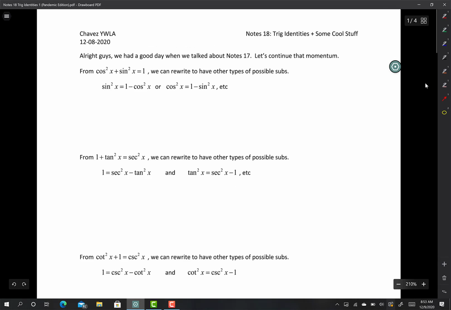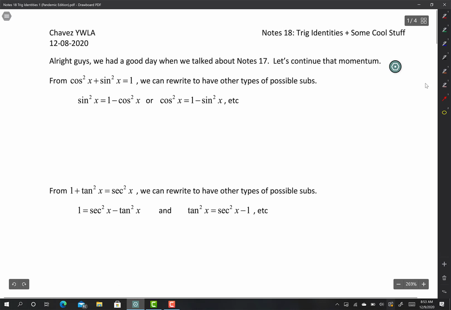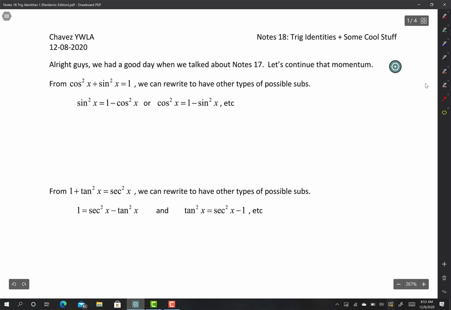Hello, Precal class. Hopefully, you guys are having a good time and having fun and getting ready for all these super awesome semester exams coming at you. All right, guys, this is a continuation of Note 17. We're going to go more advanced. We're going to get more in detail with trig identities.